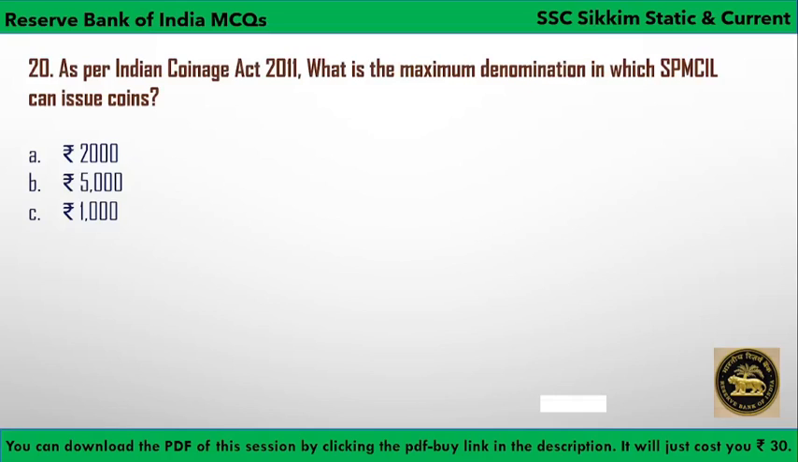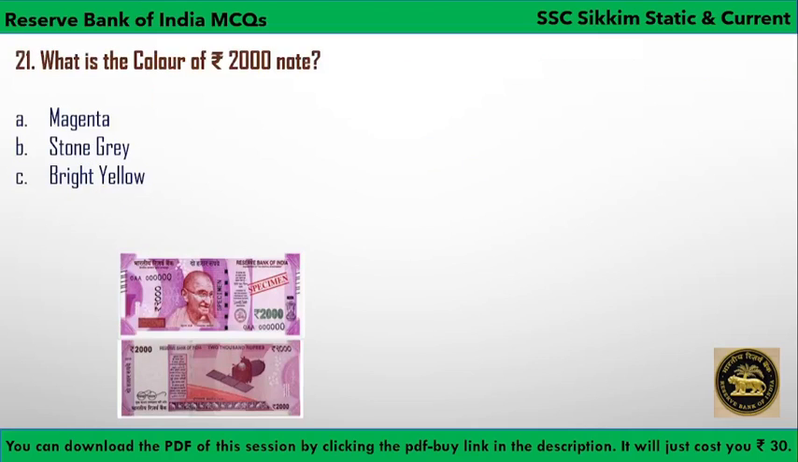Next question, as per Indian Coinage Act 2011, what is the maximum denomination in which SPMCIL can issue coins? We all just read that coins are issued by Government of India under SPMCIL. We just saw that the maximum denomination for notes is 10,000, but the maximum denomination of coins is 1,000. So at most a 1,000 rupees coin can be issued by Government of India and not more than that.